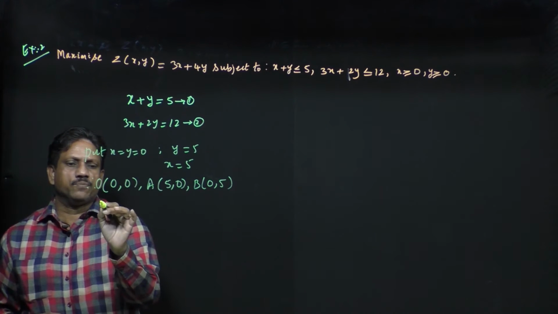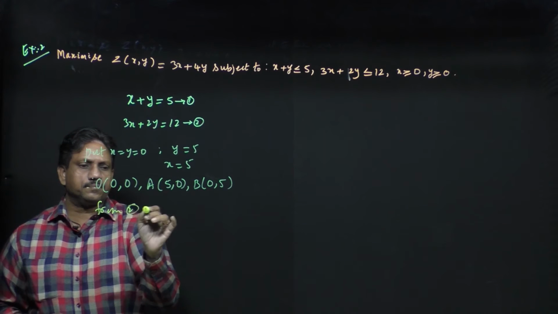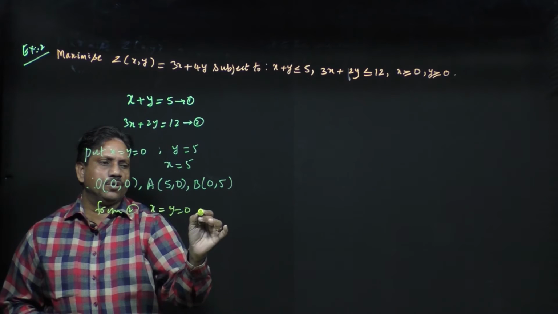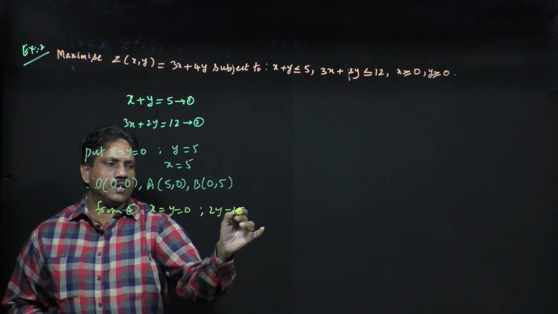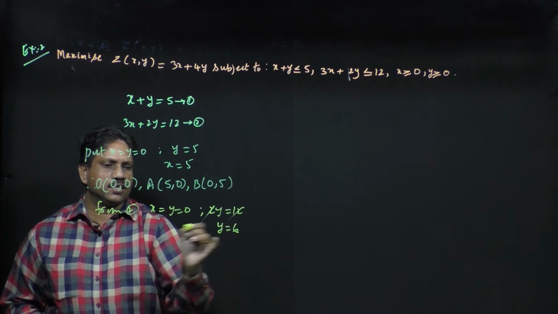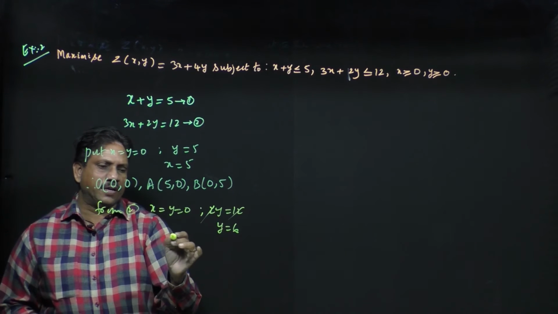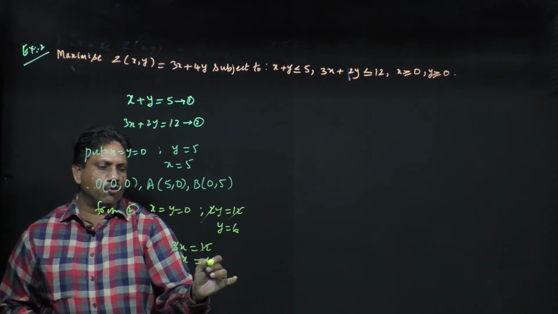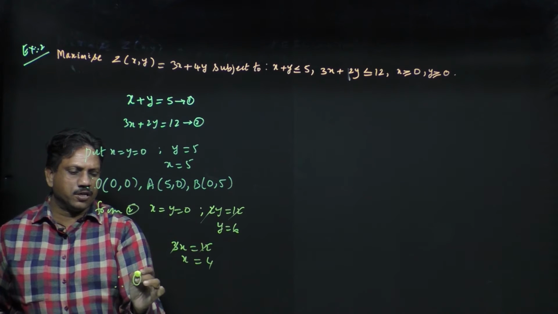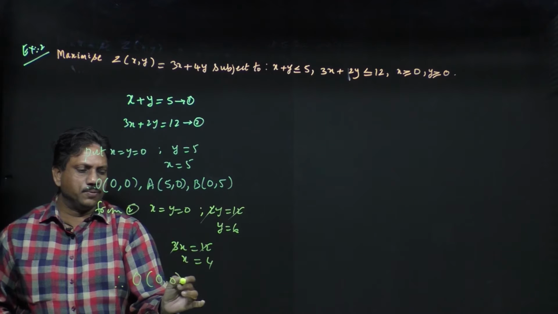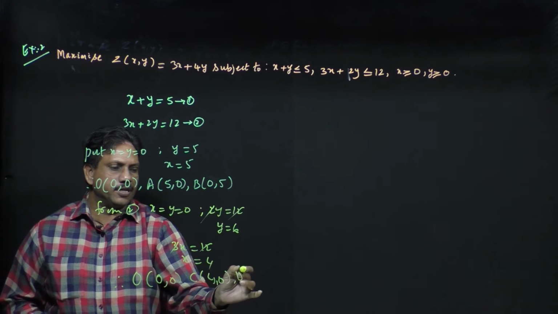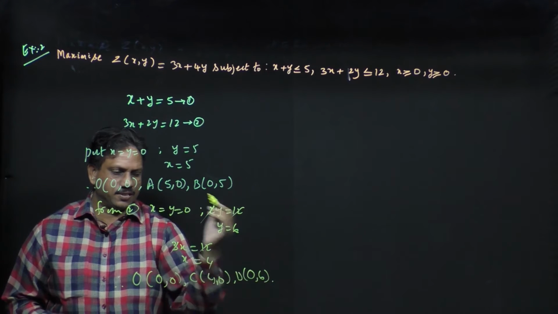On the same lines, we are going to take the second equation 3x plus 2y equal to 12. Putting x equal to 0, you will get 2y equal to 12, so y equal to 6. By putting y equal to 0, you will get 3x equal to 12, that is x equal to 4. Therefore, the points are origin 0, 0, C is 4, 0, and D is 0, 6.